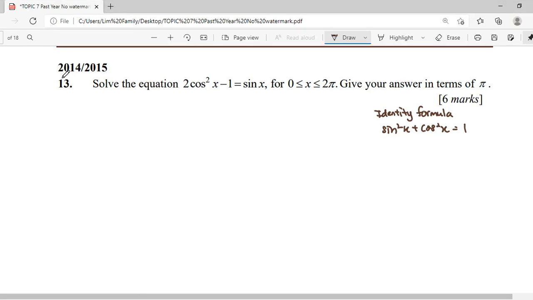So we look at this question 13. They say solve. Solve means find out our angle. What is our angle? Our angle here is x. Find out our x here. What is our x here?